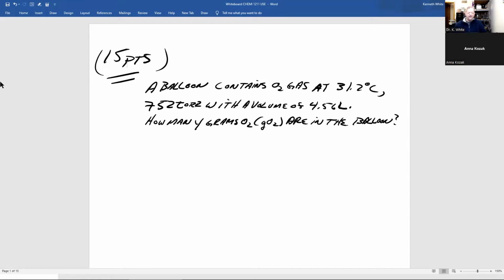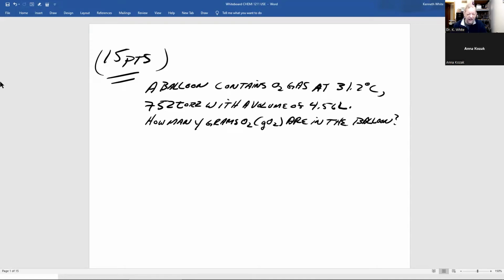All right, let's read it. I'll read it for you. A balloon contains oxygen gas, that's what O2 is, oxygen gas, at 31.2 degrees C, 752 torr, with a volume of 4.56 liters. How many grams of oxygen are in the balloon?